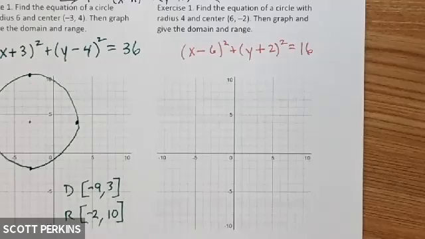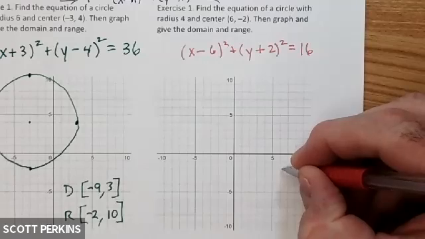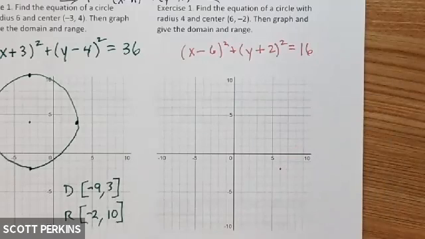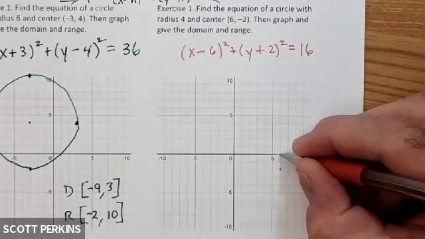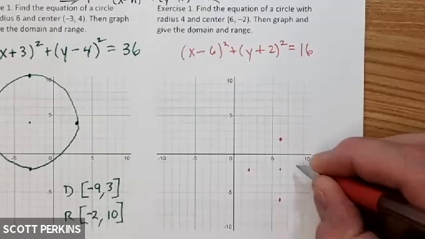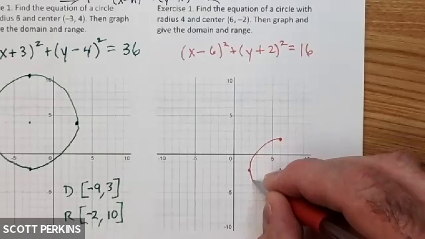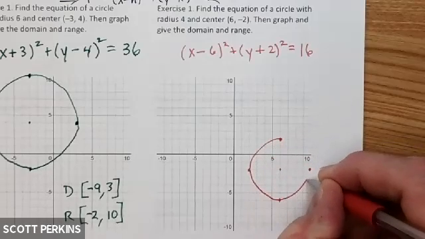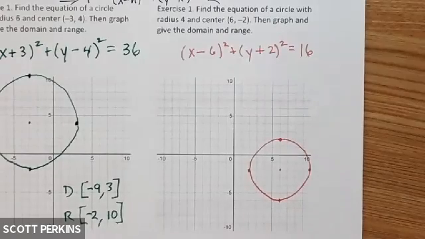So far, so good. Now I'm just going to make a cute little dot here at the center, 6, -2. Remember, that dot is not part of the graph. It's just my reference point. Now I'm going to go 4 units up, 4 units left, 4 units down, 4 units to the right, and then oh, that is the circle of the year. So proud of myself on that one. Love it.